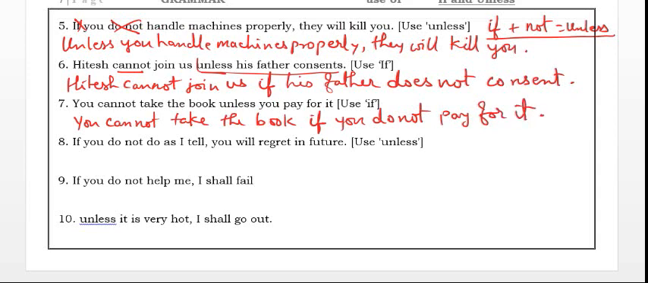Eighth one, if you do not do as I tell, you will regret in future. So I have if and not, right? So unless will be positive. I will remove this too. Unless you do as I tell, you will regret in future.